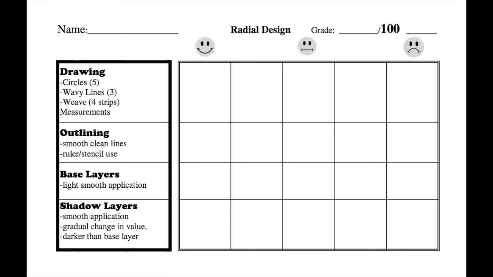Projects will be graded using the following rubric. Drawing. Make sure that all items are drawn as required by the handout. Outlining. Outlines need to be clean and smooth, similar thickness, and rulers and stencils must be used. Base layers should be nice and smooth with a light application, not waxy. Remember, cross-hatching is a good way to make them appear smooth. And lastly, shading. Colors need to be shaded atop of the base layers according to the directions that were shown at the beginning of this video.